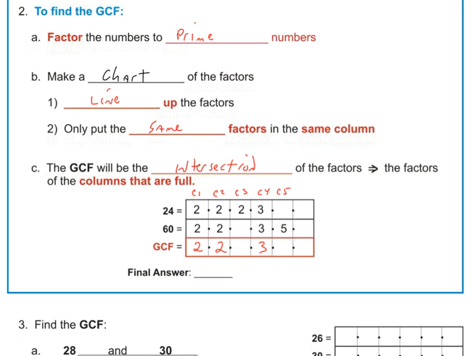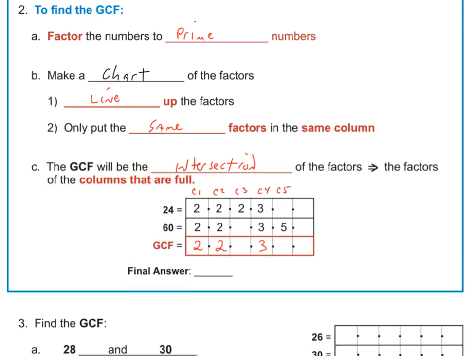Now, how do we leave the answers in GCFs? Those are usually smaller numbers, and we'll multiply them out. So 2 times 2 is 4. 4 times 3 is 12. Final answer, GCF of 12. Pretty easy.